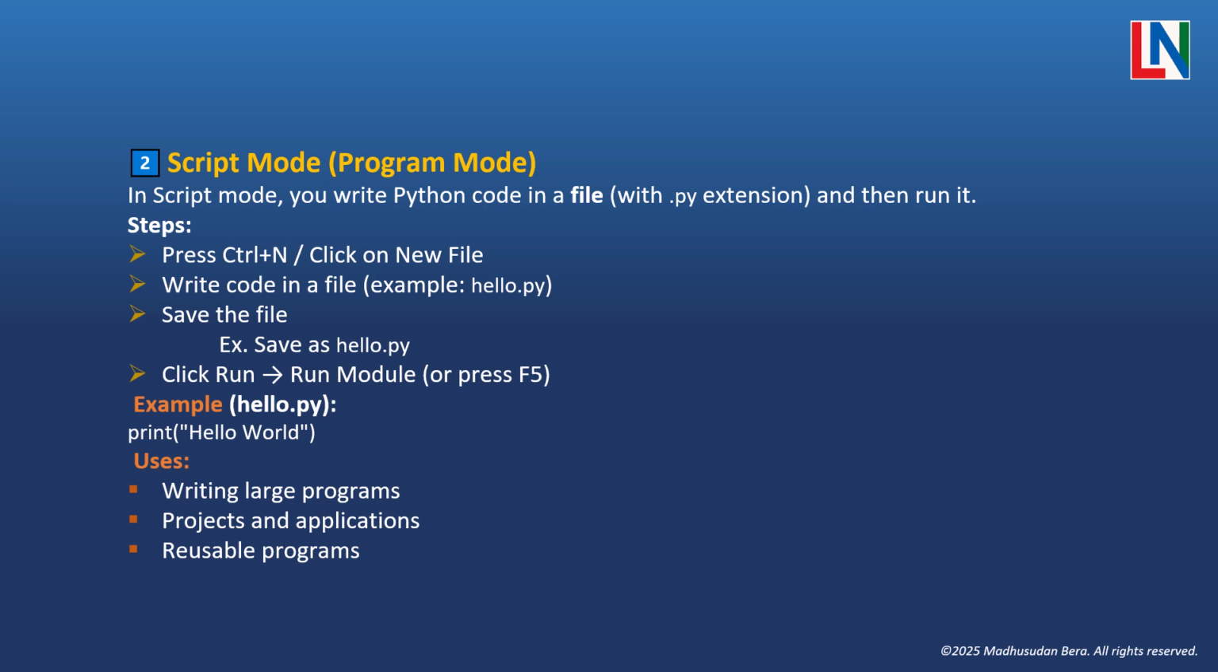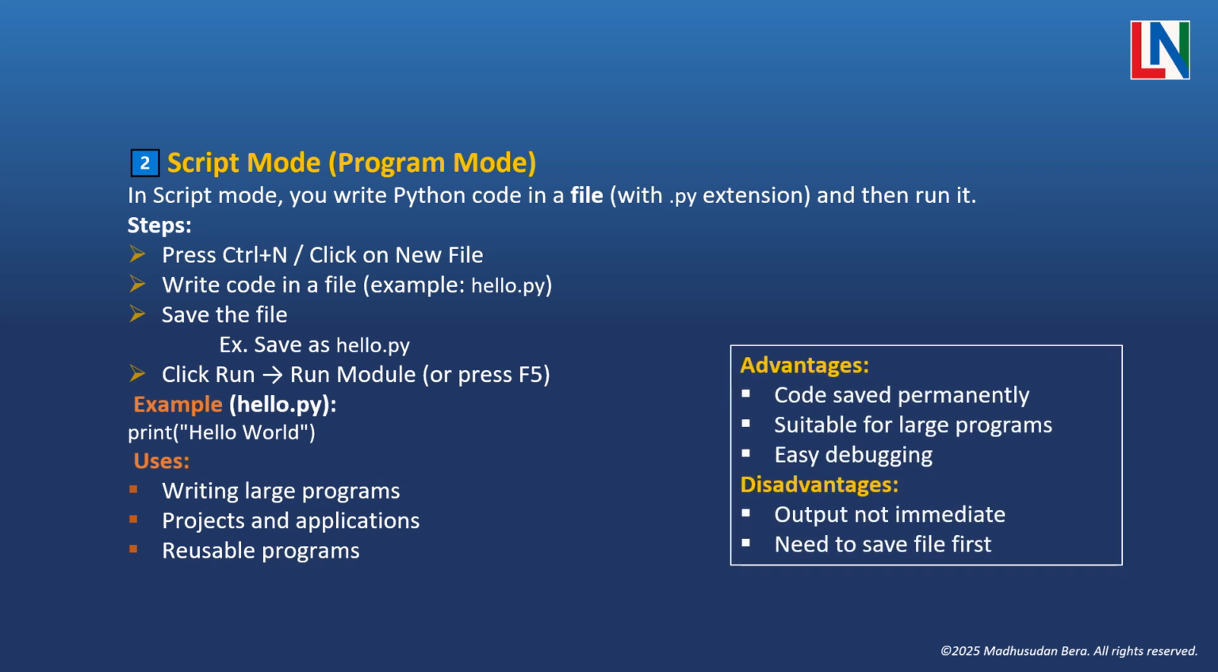Uses: writing large programs or program code at once, projects and applications, reusable programs. Advantages: code saved permanently, suitable for large programs, easy debugging. Disadvantages: output not immediate, need to save the file first.